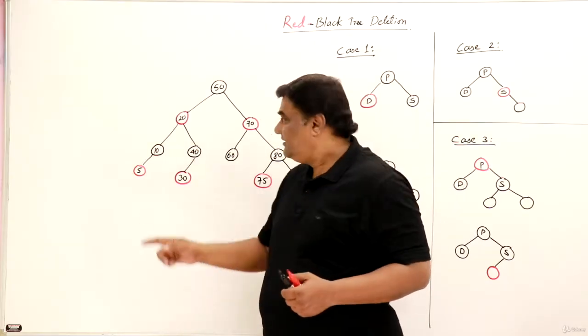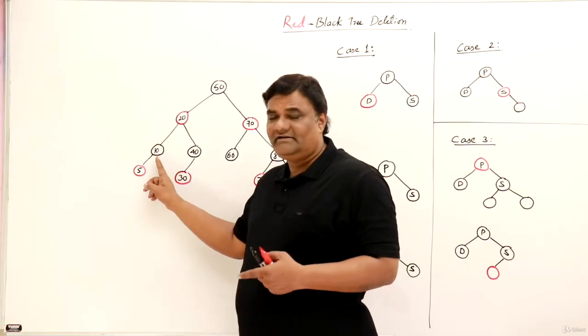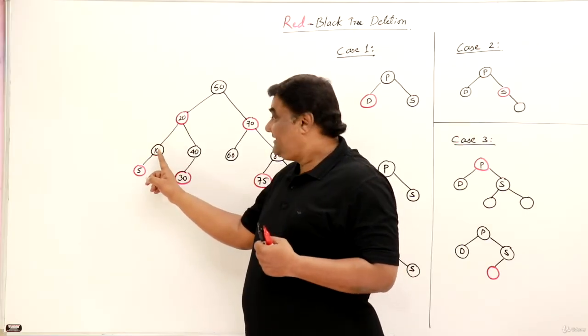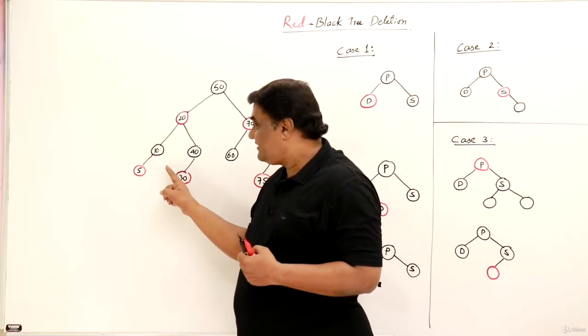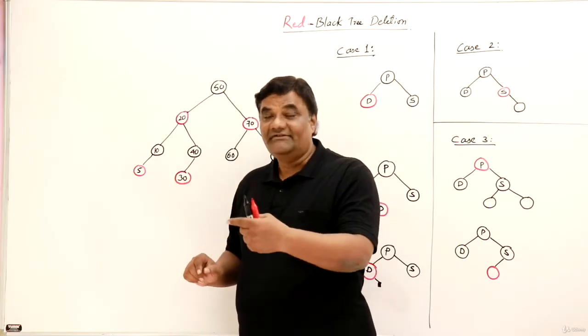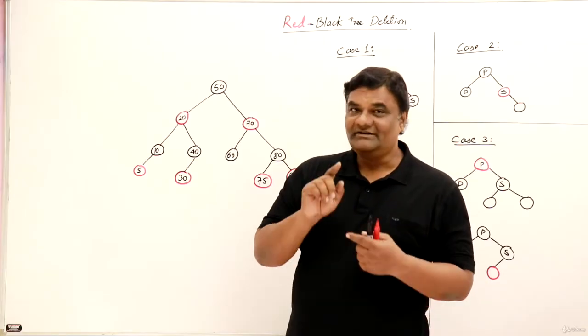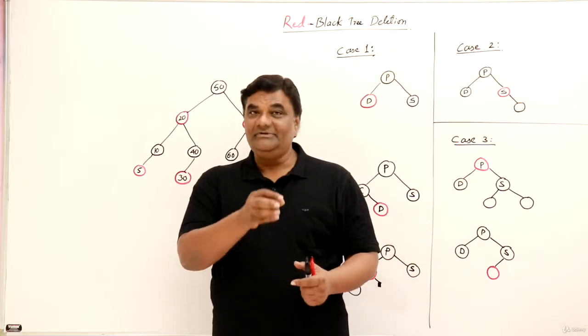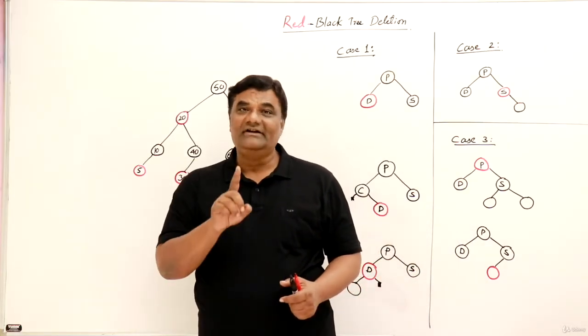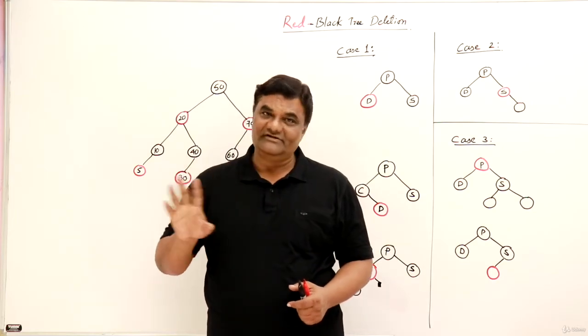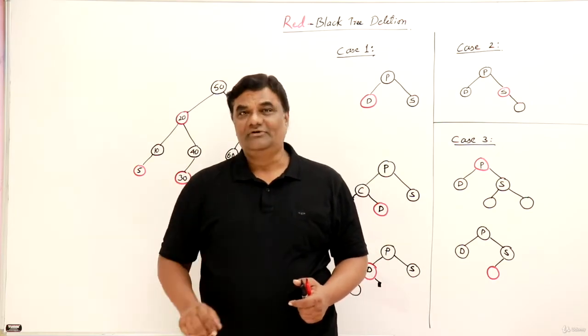Then next, I said 10 will be deleted. 10 is not a leaf node, but it is having only one child. It is not having a right child. It is having a left child. Yes. So when you are deleting a node from a binary search tree, either it may be a leaf node or it will have exactly one child. It will not have two children. This is a very important point.